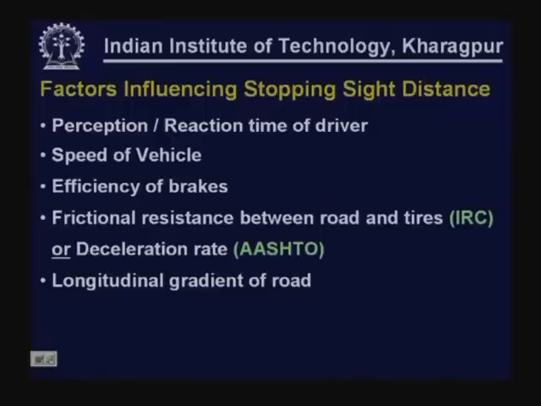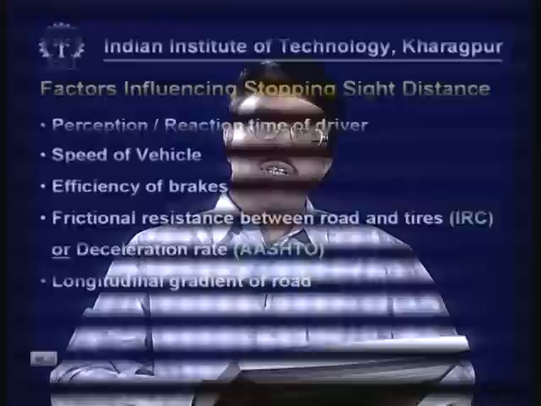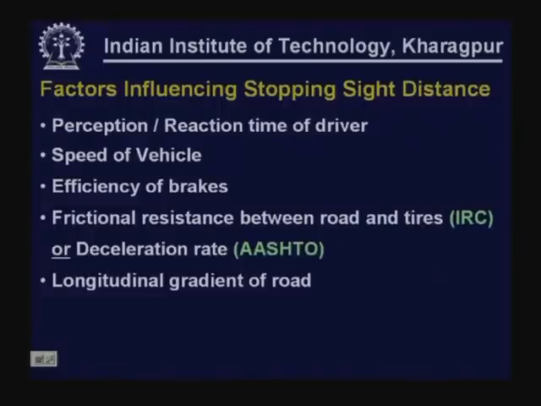Let us try to see what are the factors affecting stopping sight distance. Number 1, perception reaction time of driver. 2, speed of vehicle. 3, efficiency of brakes. 4, frictional resistance between road and tires or deceleration rate. As per IRC, the coefficient of friction is considered while calculating the stopping sight distance, while AASHTO recommends values which are based on the deceleration rate. And fifth, longitudinal gradient of road. All these 5 factors actually influence the stopping sight distance. How? Let us discuss.